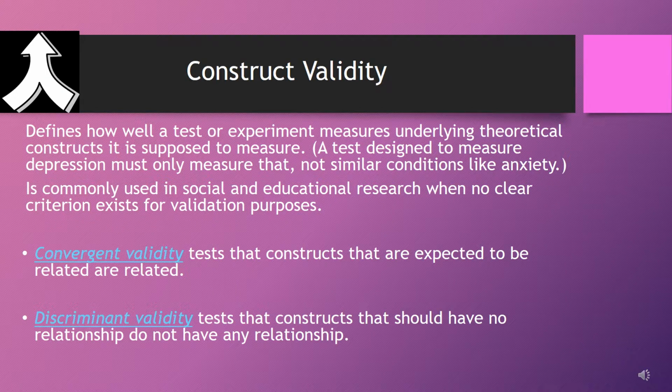Construct validity defines how well a test or experiment measures underlying theoretical constructs it is supposed to measure. A test designed to measure depression must only measure that, not similar conditions like anxiety. Construct validity is commonly used in social and educational research when no clear criterion exists for validation purposes.